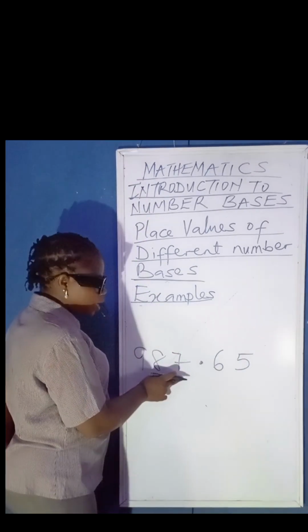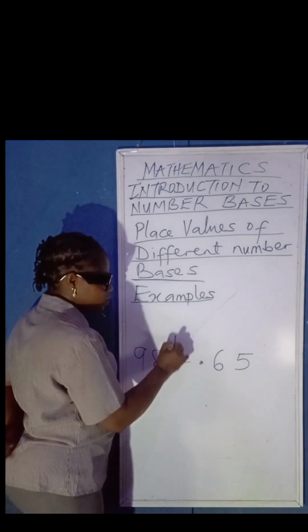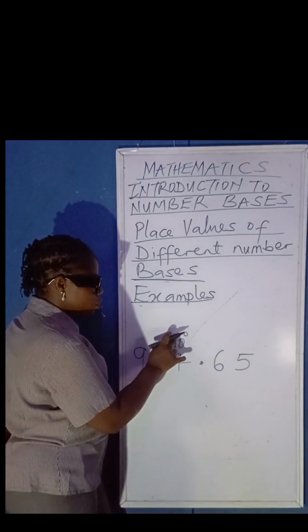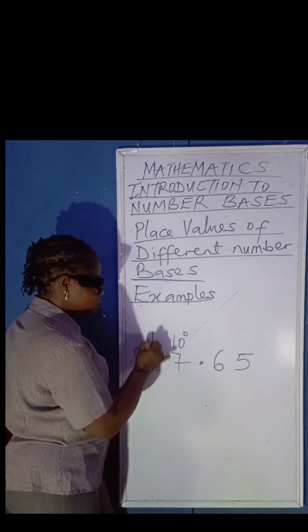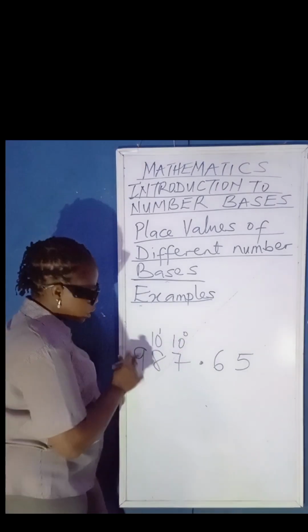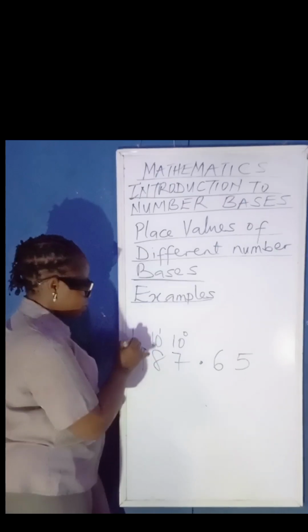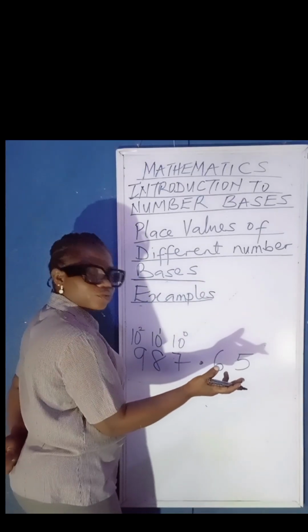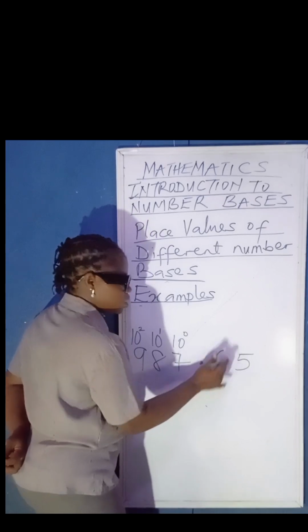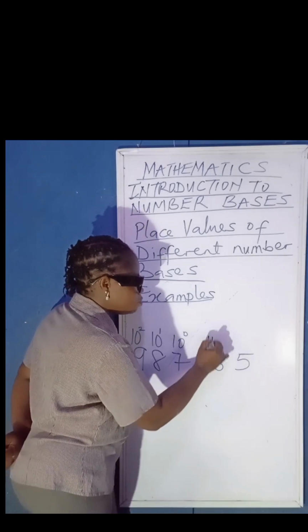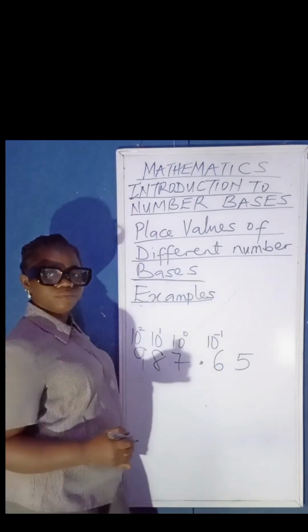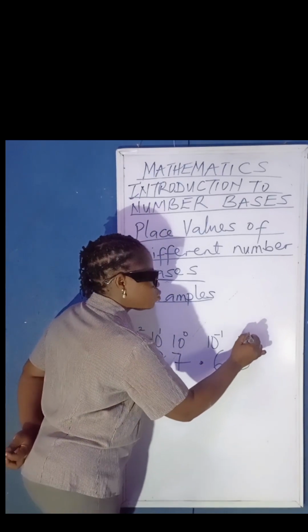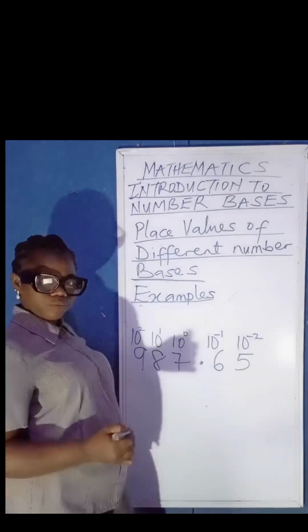So the place value of this 7 is 10 raised to power 0. The place value of the 8 is 10 raised to power 1. The place value of 9 is 10 raised to power 2. Now I go to the decimals. The place value of the 6 is 10 raised to power minus 1. The place value of this 5 is 10 raised to power minus 2.